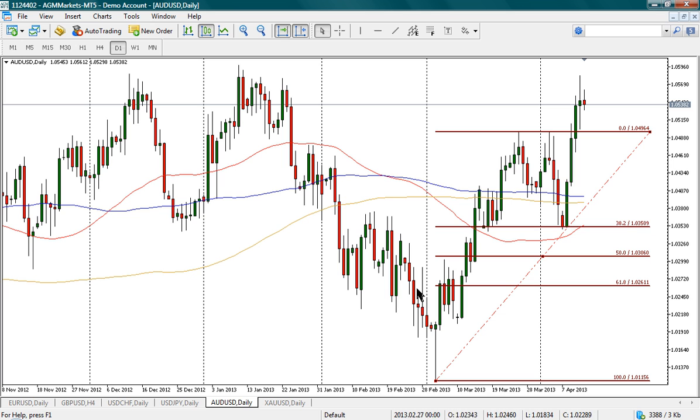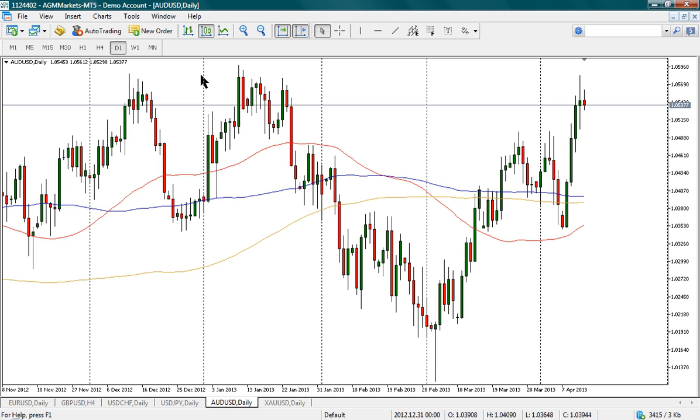So 38.2, bam, right there. One spot 0350s, came back down. There was a bit of a double top there, and then it came back down to 38.2, and we've just ripped higher and we've taken out those highs.